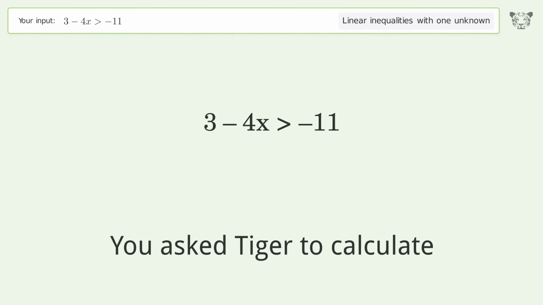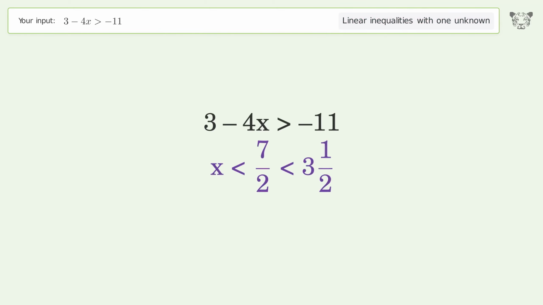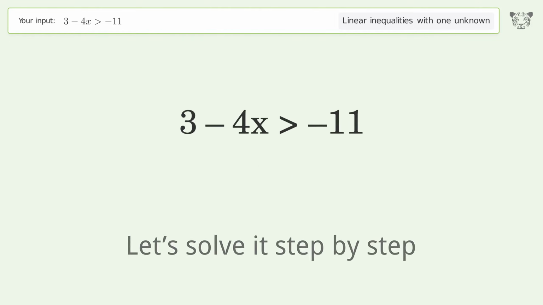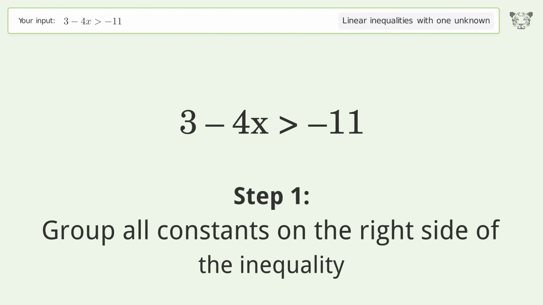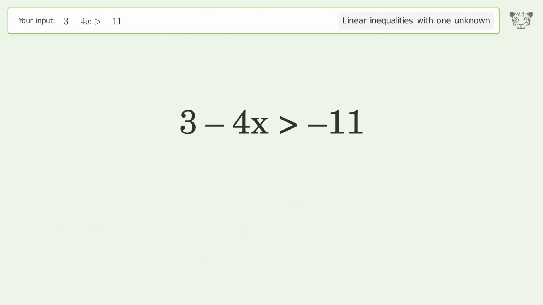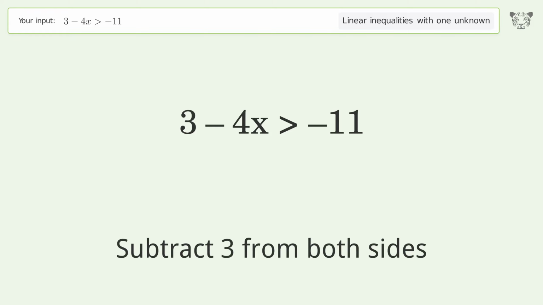You ask Tiger to calculate. The final result is x < 7/2 < 31/2. Let's solve it step by step. Group all constants on the right side of the inequality. Subtract 3 from both sides.